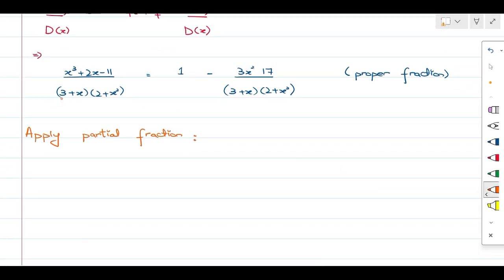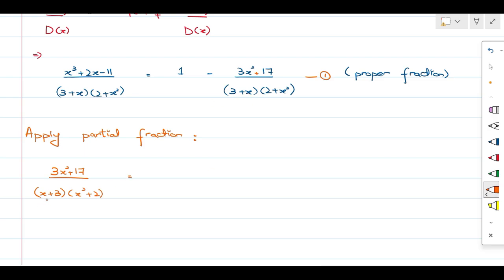Okay, so now this was your improper fraction. You converted the improper fraction to a proper fraction. Now we have to apply the partial fraction on the left side. This is a constant, leave it, just apply the partial fraction on this term. Okay, and then at the end we can substitute into this equation. We can name it as equation 1. Okay, (3x square plus 17) divided by (x plus 3)(x square plus 2). You can write 3 plus x or x plus 3, both are same, right?